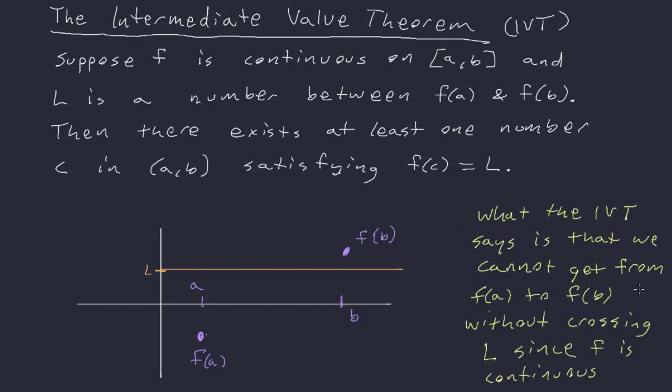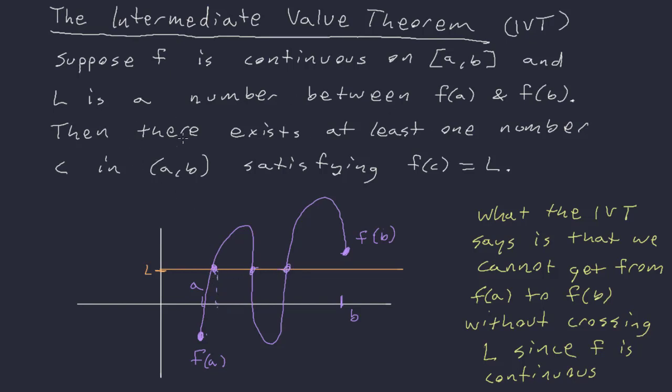Okay? So that's what this is saying here, that basically since f is continuous, there's no way that we can get from here to here without crossing L at least once. So, I could maybe draw a line like this, and there we go. That would correspond with our C, right? Okay, that's not the only way, though. We could instead have a graph that looks something like this, which crosses multiple times, right?